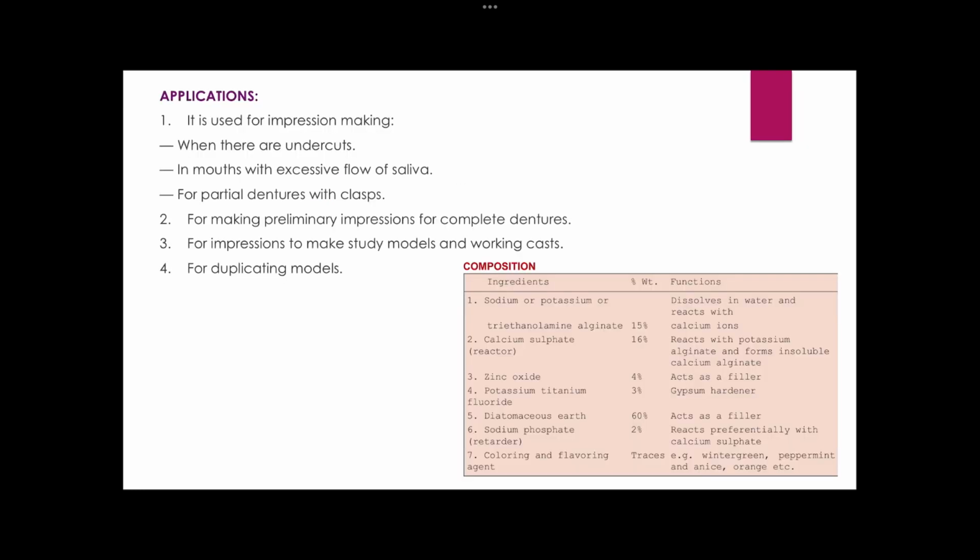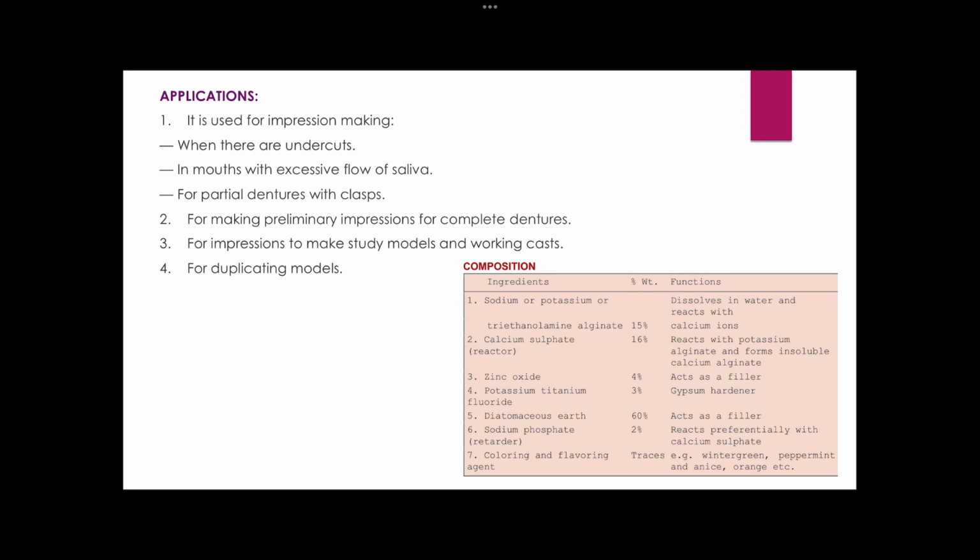Applications. So let's see what are the applications of alginate. It is basically used for impression making when there are undercuts, in mouths with excessive flow of saliva, for partial dentures with clasps. Okay. And the second application is for making the preliminary impression for complete dentures, for impressions to make study models and working casts, and for duplicating models.